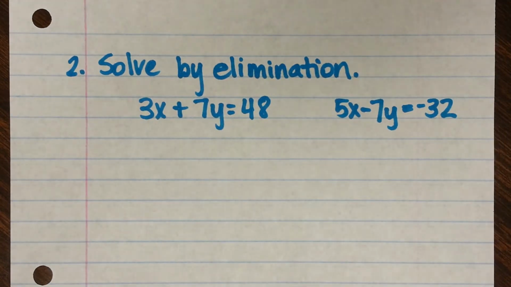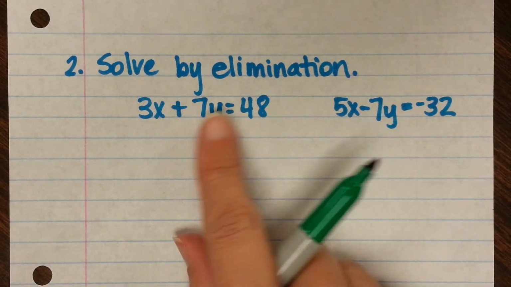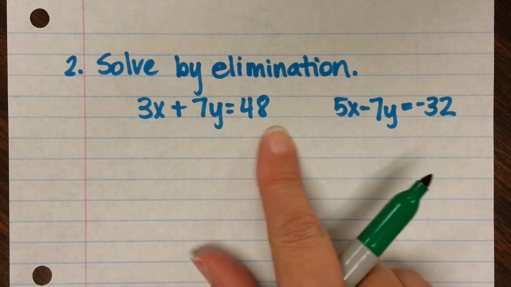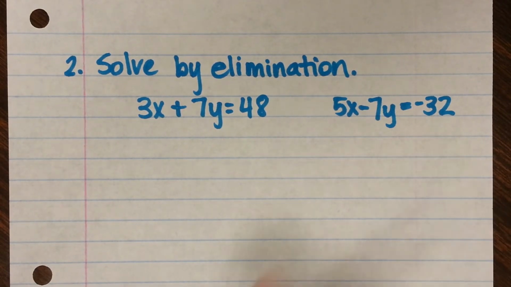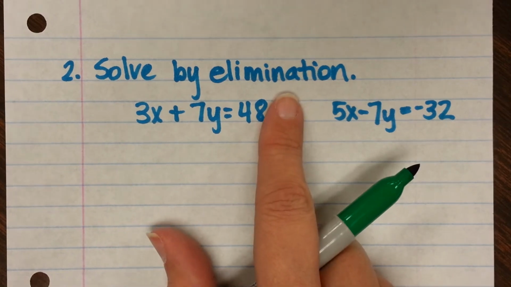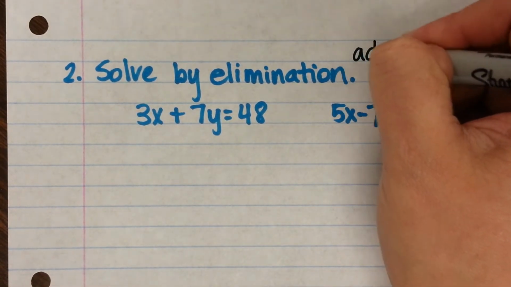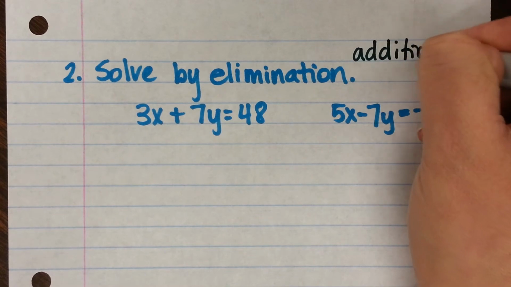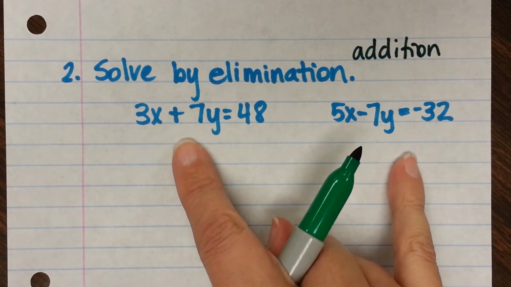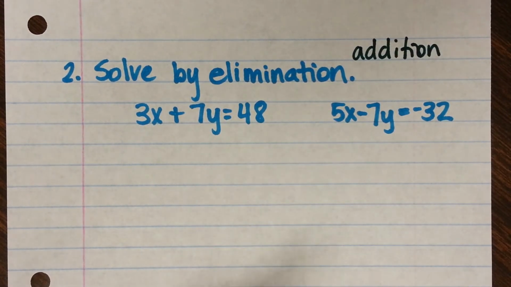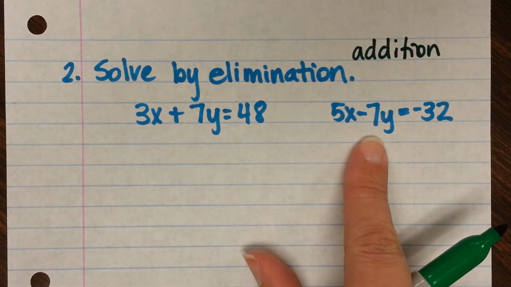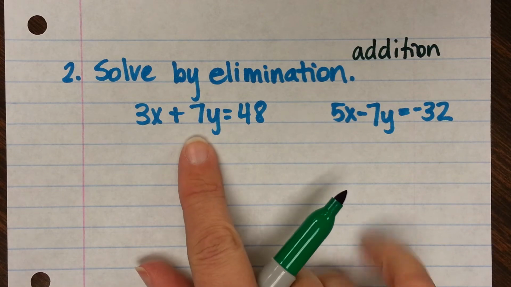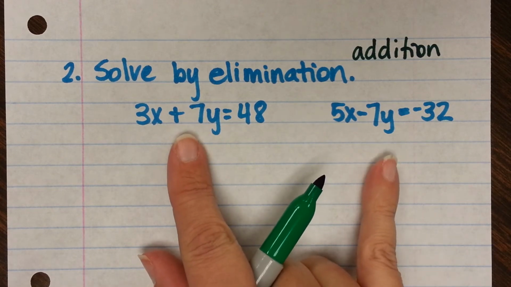For the next problem on the quiz, it asked us to solve by elimination, and they gave us 3x plus 7y equals 48, and 5x minus 7y equals negative 32. Remember, when we're solving by elimination, or as some people call it, addition, we are trying to add the two equations together in hopes that something is eliminated or cancel out. I'm looking now and I see that one of the y's is a negative 7y and the other one is a positive 7y. So if I added those together, they would cancel out.